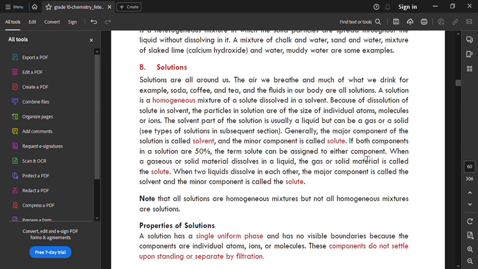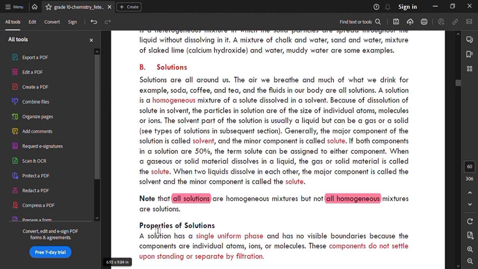So, note, all solutions are homogeneous mixtures, but not all homogeneous mixtures are solutions. So, be reminded of this. All solutions are homogeneous. But not all homogeneous mixtures are solutions.